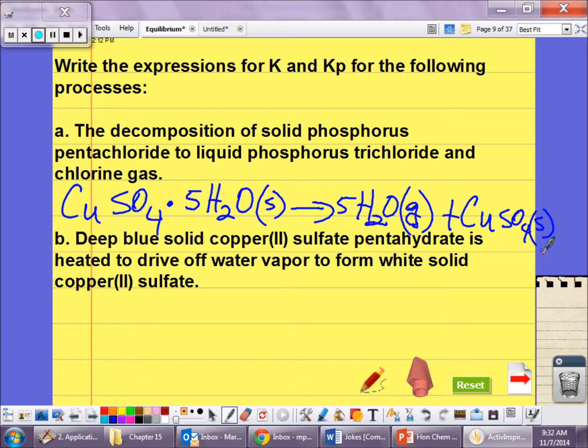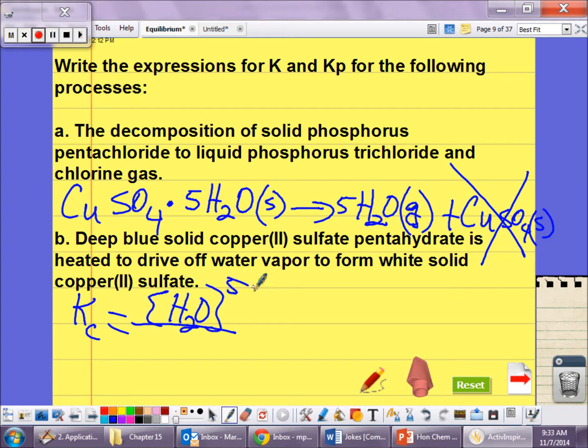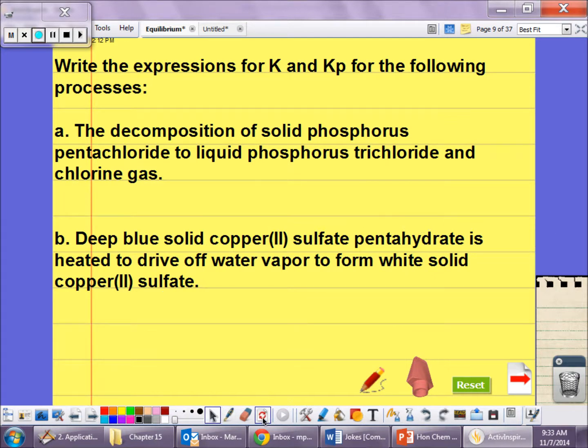Very important. So my Kc equal, this is a solid, so I'm not including it in my expression, and then this is my bracket: water gas to the 5th power over, this is a solid, I don't include it, and I'm done with Kc. And you do the same thing with Kp, equal pressure. You have the pressure of the water to the 5th, and I'm done. Okay, let's move on.